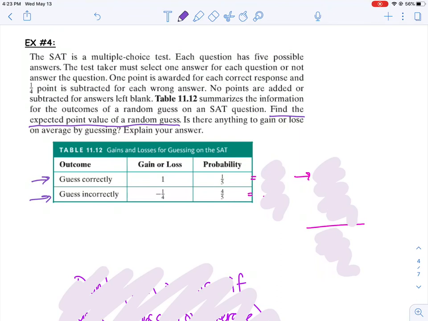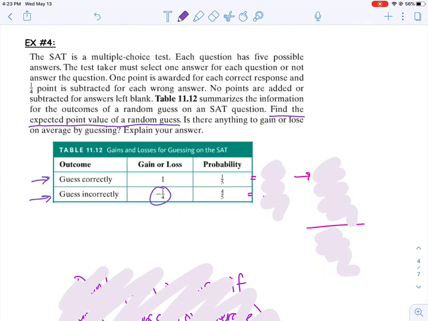So if you don't guess correctly, your other outcome is guessing incorrectly. What do you gain or lose if you guess incorrectly? Well, unfortunately, on the SAT, they've organized it so that you actually lose 1/4 of a point. And so we need to mathematically show that we're going to lose 1/4 of a point by putting a minus or a negative in front of that value. What's the probability that you guess incorrectly? Well, again, if there's 5 options and one of them is the correct answer, how many of them are the incorrect answer? Well, that would be 4 out of 5, right?